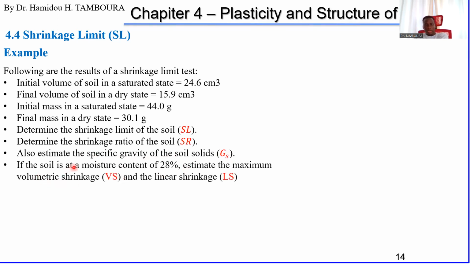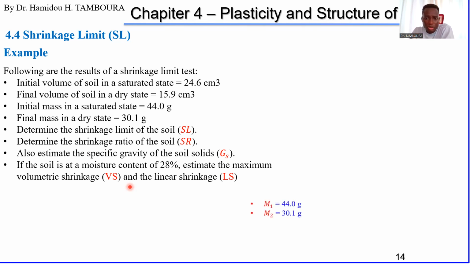And I think the last question is, if the soil is at a moisture content of 28%, then you are asked to estimate the maximum volumetric shrinkage, VS, and the linear shrinkage. Okay? So maybe I will not do everything for you, because this just directly applies the formulas and you can obtain all of them.